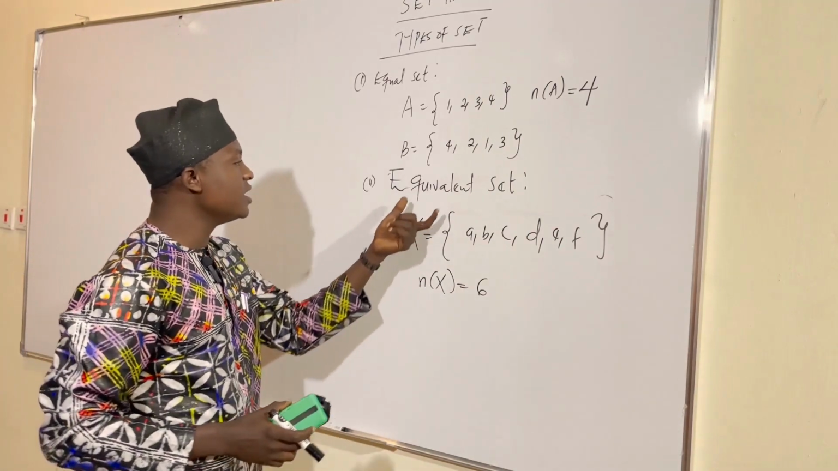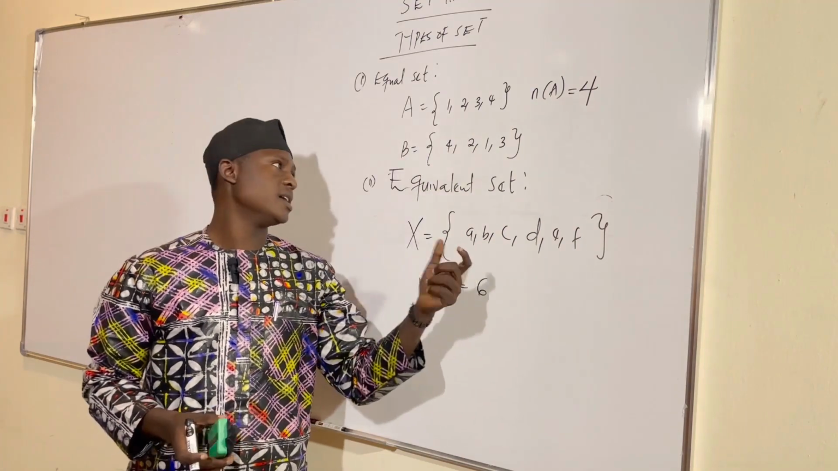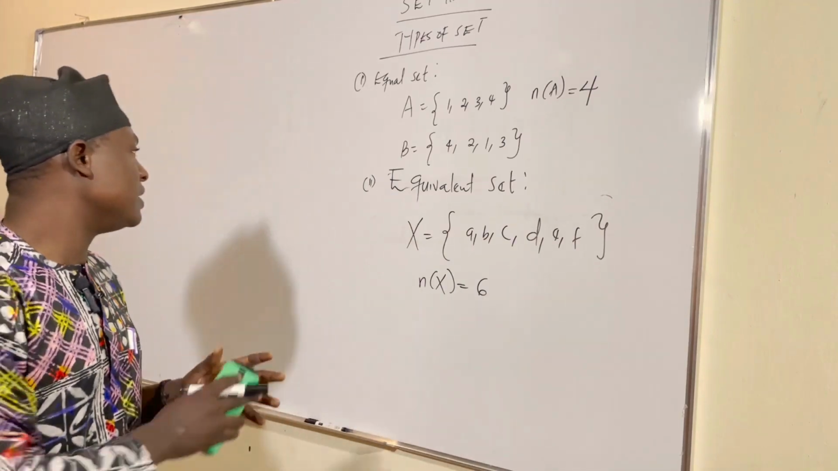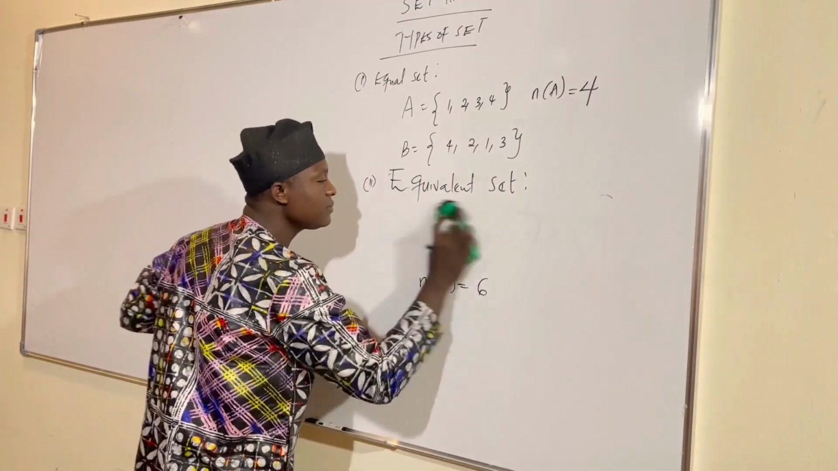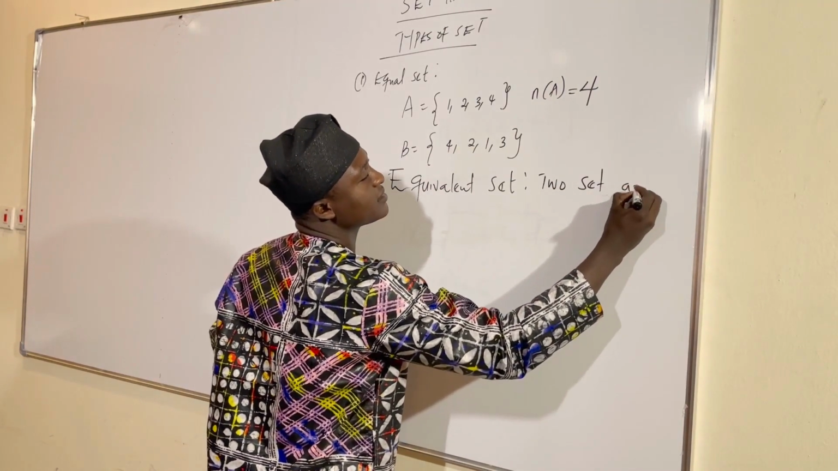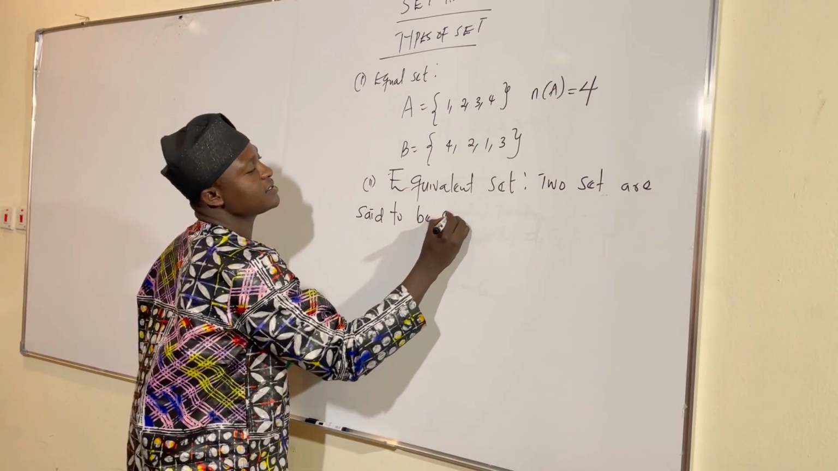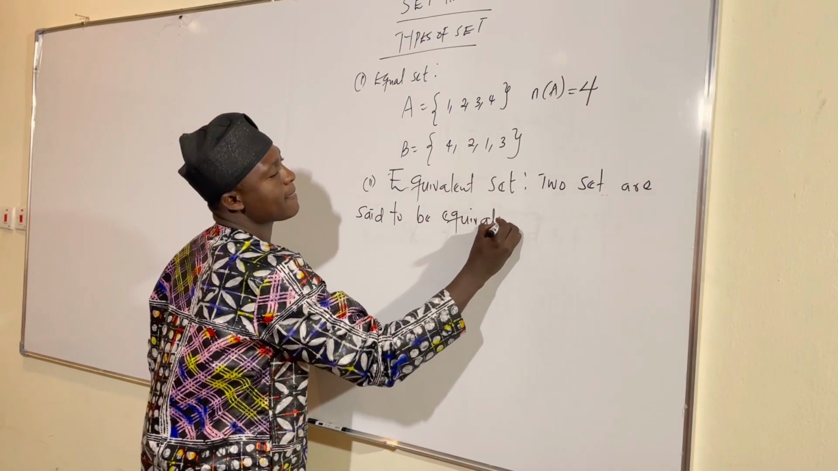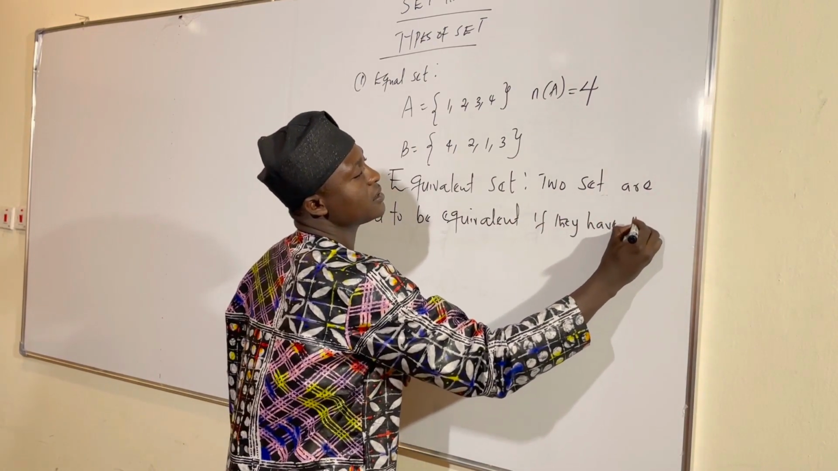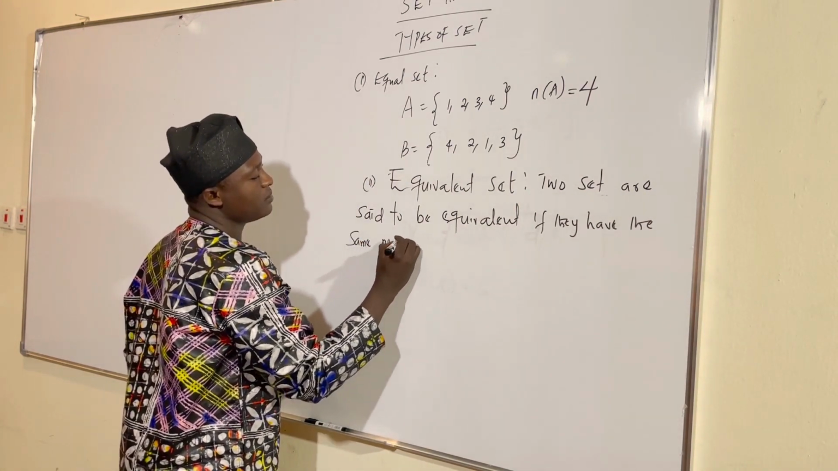Then I use this knowledge to explain what we call equivalence. Equivalence is different from equal sets. Two sets are said to be equivalent if they have the same cardinality. Let me write it so that you can see very well: two sets are said to be equivalent if they have the same number of elements.